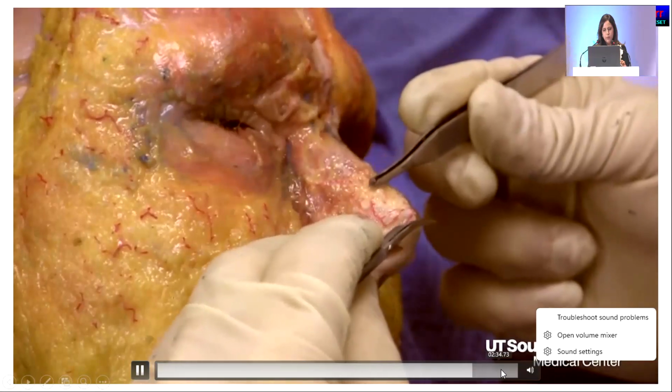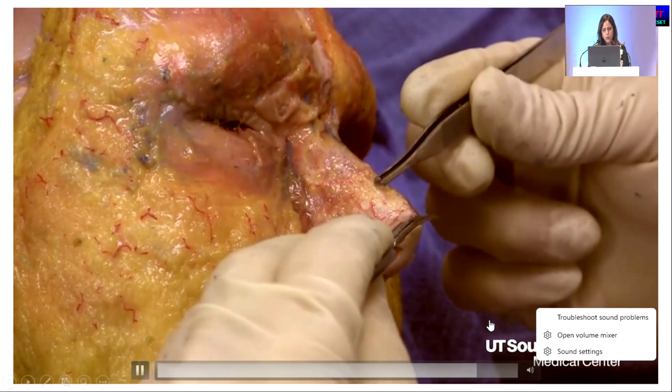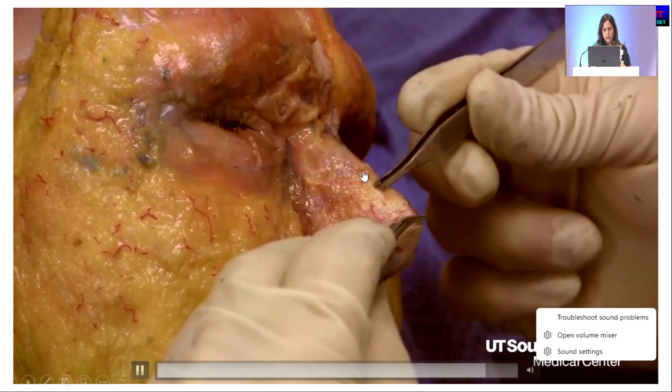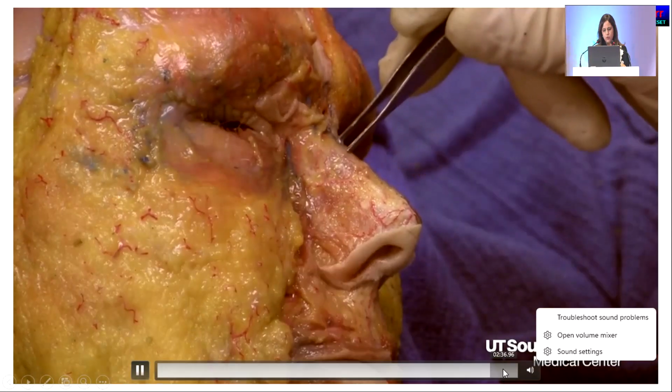So these were the important structures. So the lowermost part is not a safe zone. The uppermost is not the safe zone. The centermost part is the safest zone, the SMARS area.